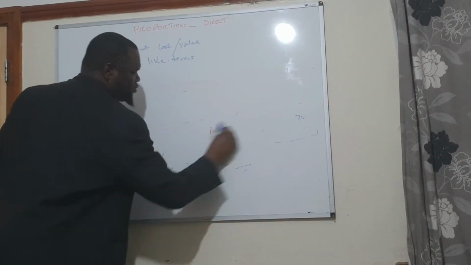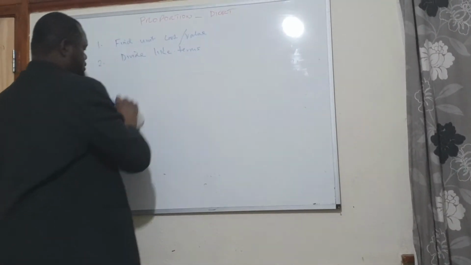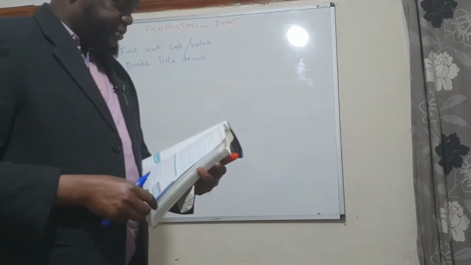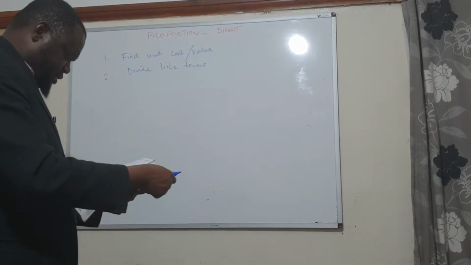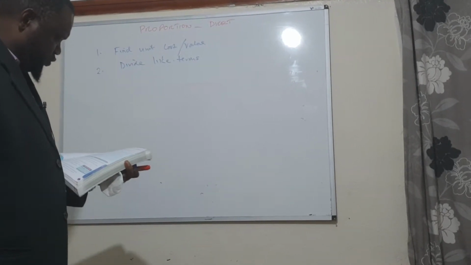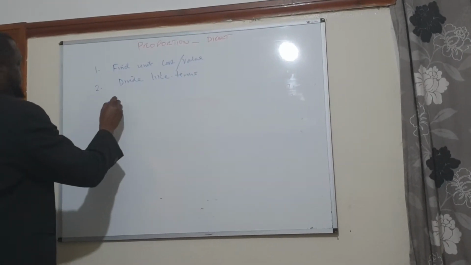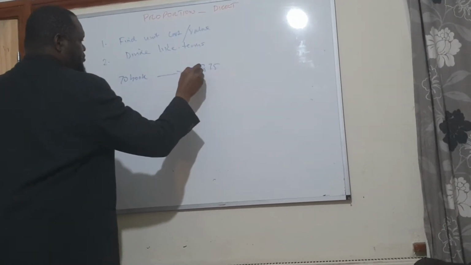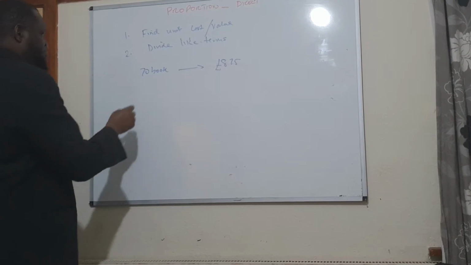Now let's look at some GCSE or Cambridge questions, because those are exam style questions. Exam style question, direct proportion. It says 70 math books cost $875, and we said pounds. How much will 25 cost?